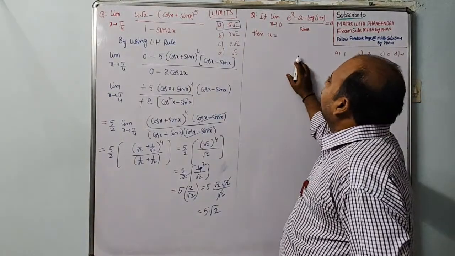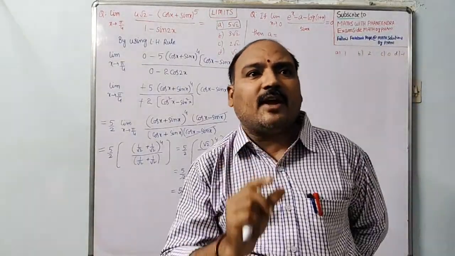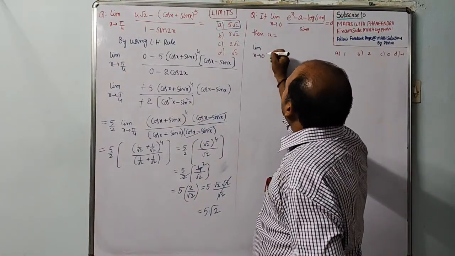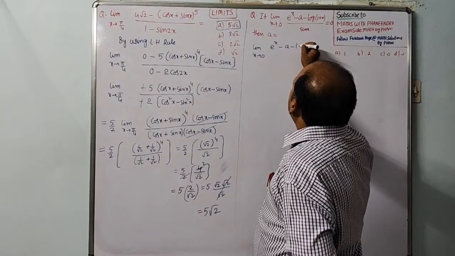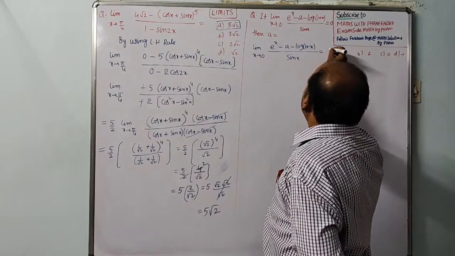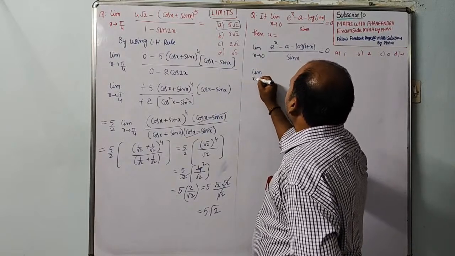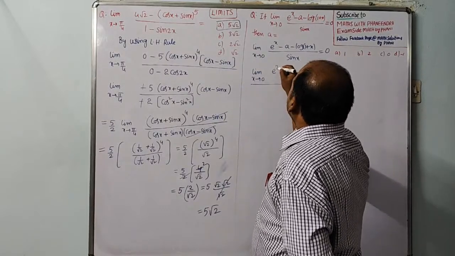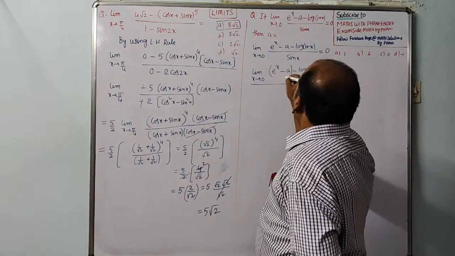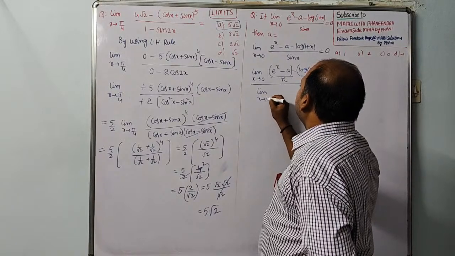Now come to here. Whenever the limit exists and has the value 0, it is having some finite value. Finite value means the limit exists only, no? So limit x tends to 0, (e power x minus a minus log of 1 plus x) divided by sin x is equal to 0. So dividing numerator and denominator by x and separating the limits, limit of (e power x minus a minus log 1 plus x) divided by x.